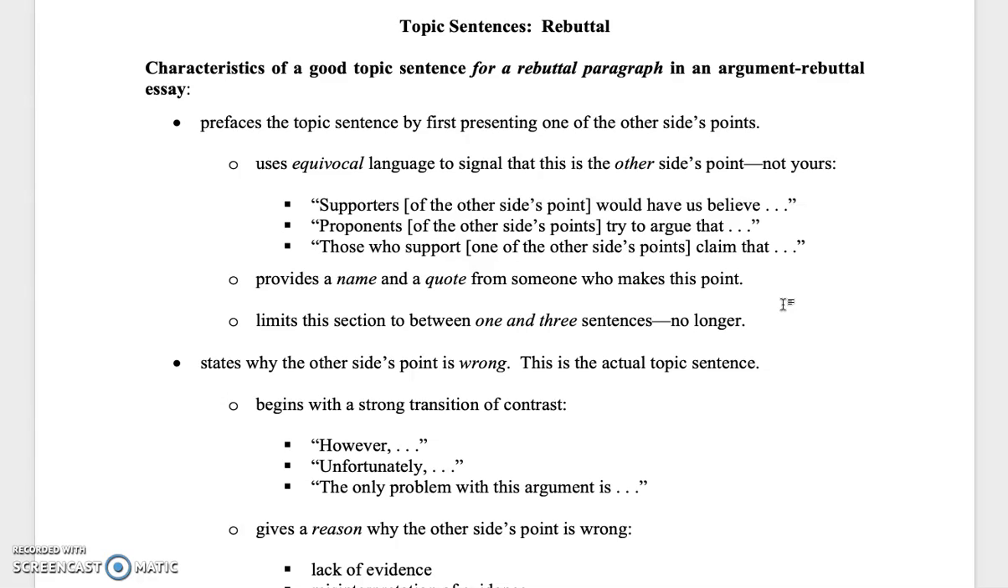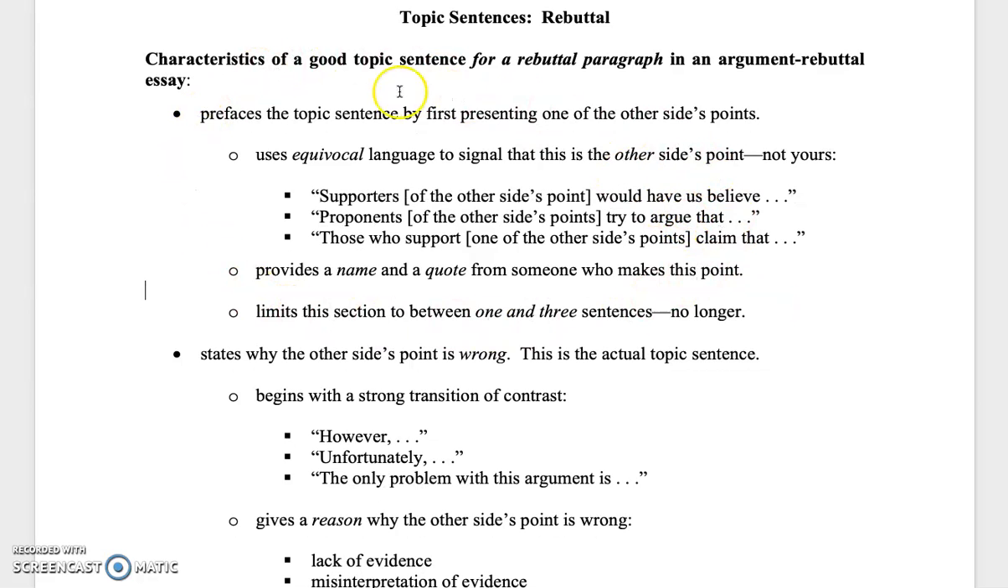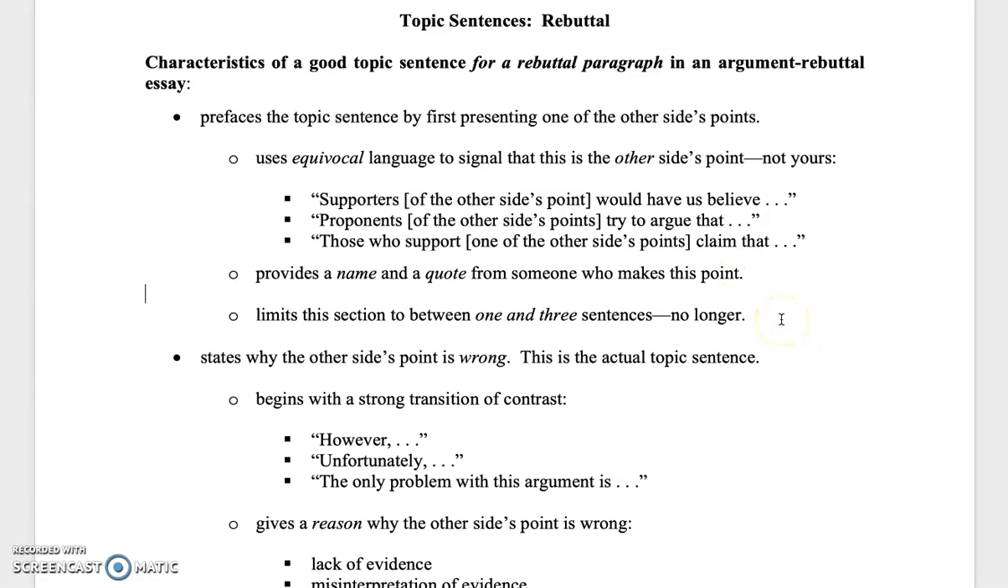So that might be a second sentence here. The first one would present one of the other side's points, then you might get a quote and a name of someone who represents that. But you want to limit this section to about 1 to 3 sentences, no longer, because you've got to get to your topic sentence. This is the part where we're just setting up the other side's points. One way to think about this is like bowling. You've got to set up the pins before you can knock them down. So that's what we're doing here. We're setting up one of the other side's points.